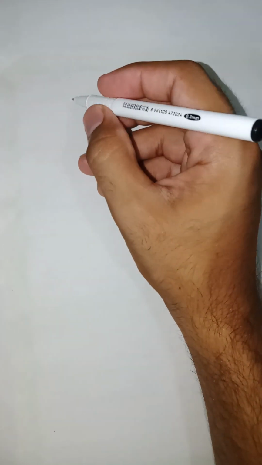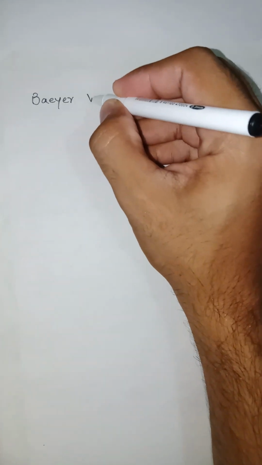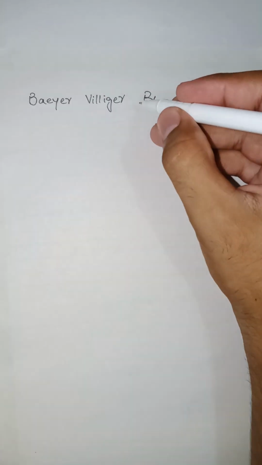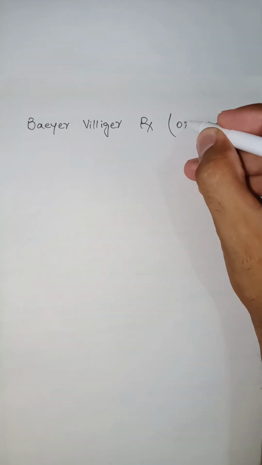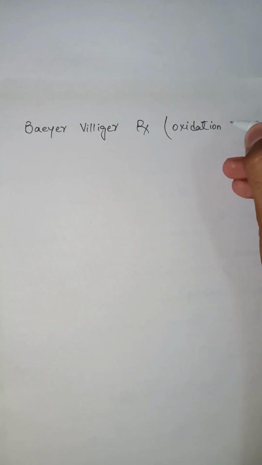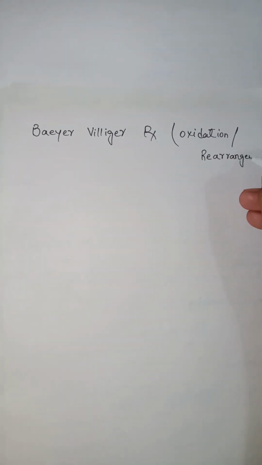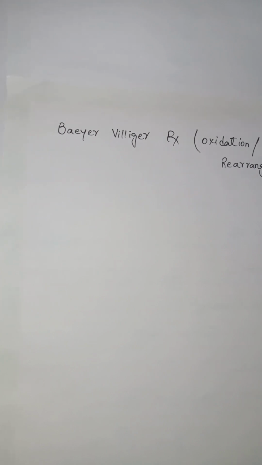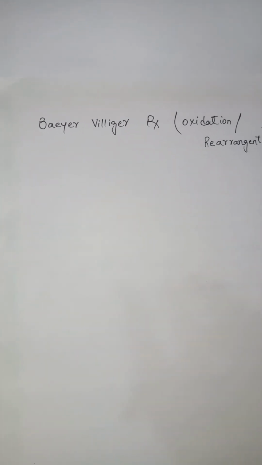Today we will discuss the Baeyer-Villiger reaction. It may also be called Baeyer-Villiger oxidation or rearrangement reaction. In this mechanism, a ketone and a peroxy acid combine to form a carboxylic acid and an ester.